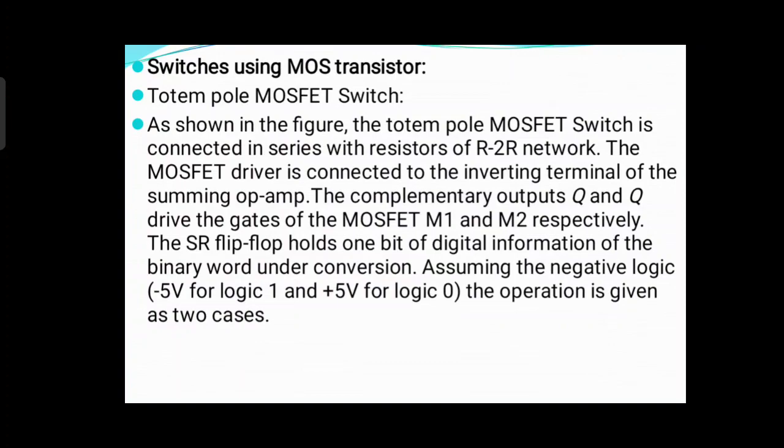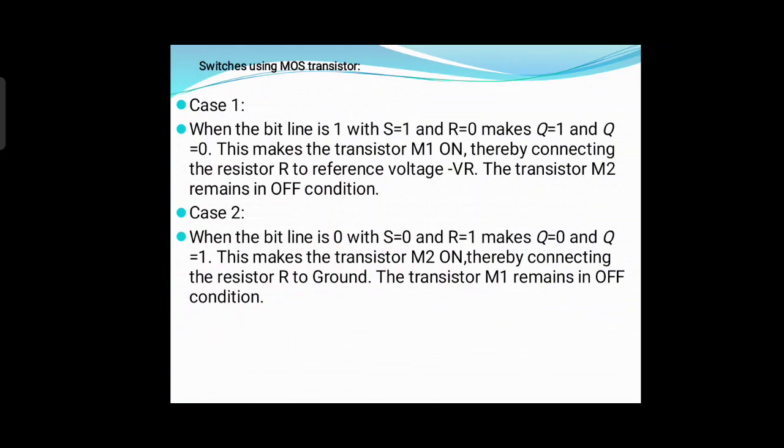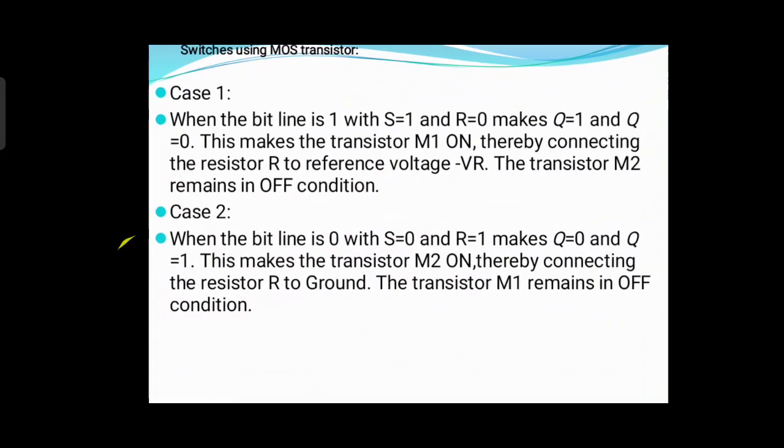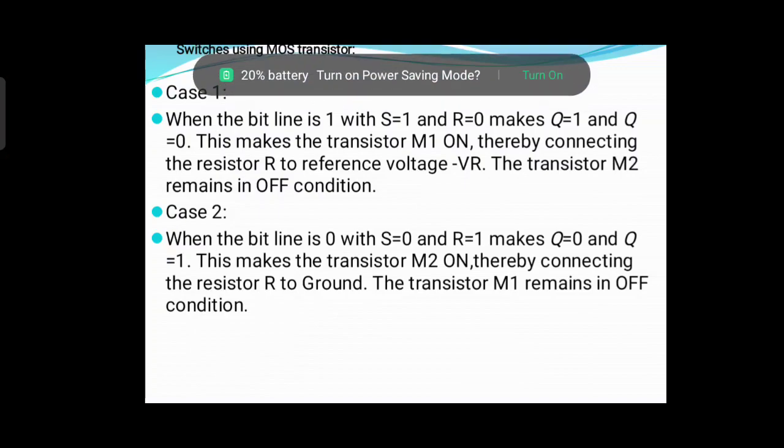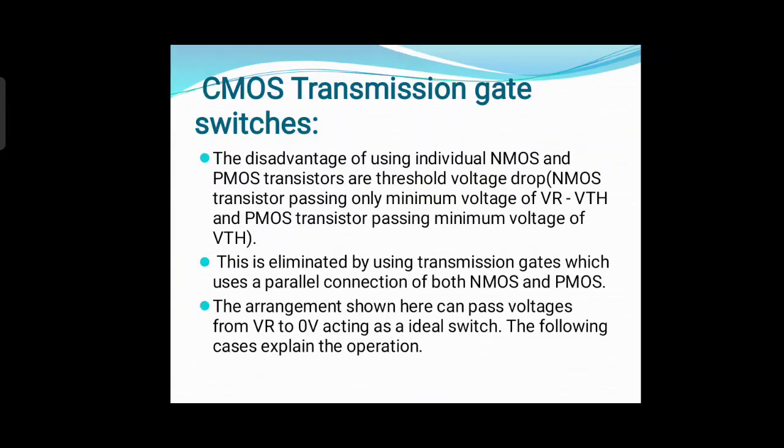Case 1: when the bit line is 1, with S equal to 1 and R equal to 0, Q is equal to 1 and Q-bar is equal to 0, that makes the transistor M1 on, thereby connecting the resistor to the reference voltage, while the transistor M2 remains in an off condition. Case 2: S is equal to 0 and R is equal to 1, interchanging the values of zeros and ones. This makes the transistor M2 on, thereby connecting the resistor R to the ground.